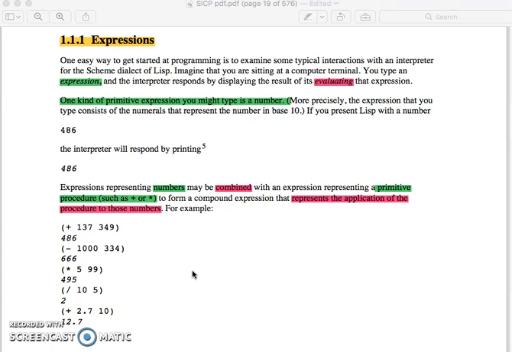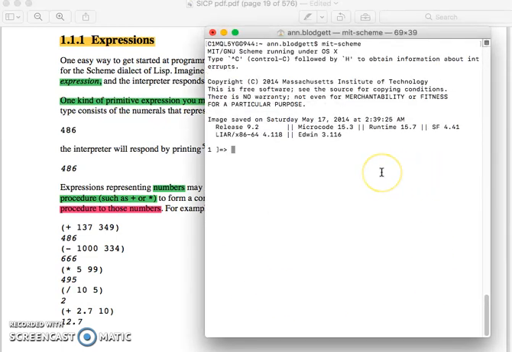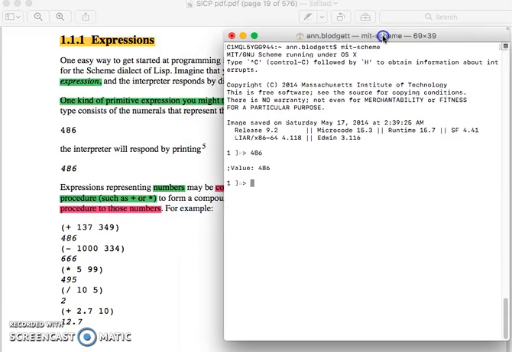One kind of primitive expression you might type is a number. More precisely, the expression that you type consists of the numerals that are representing the number in base 10. If you present Lisp with a number, 486, the interpreter will respond by printing 486.